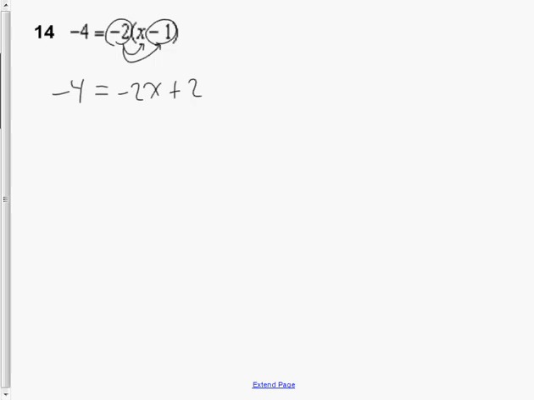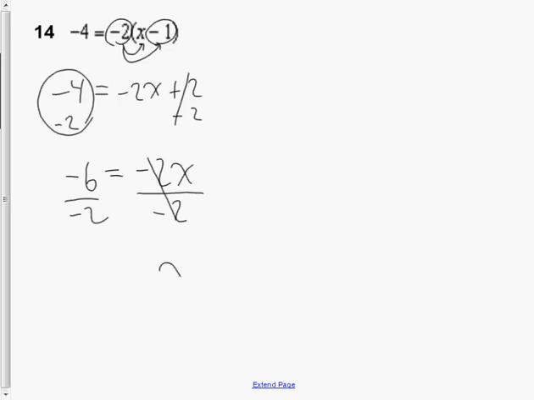Now we have a two-step algebraic equation. I'd subtract 2 from both sides. A lot of people made a mistake here. 4 negatives and 2 negatives is 6 negatives. And when you have negative 6 equals negative 2x, you divide both sides by negative 2, and x will equal 3. Make sure your answer is correct by substitution. Substitute x for 3. Negative 2 times 2 is negative 4, which is what the value should be.